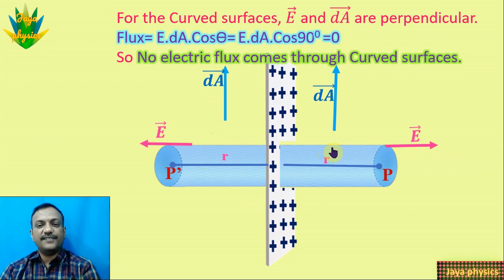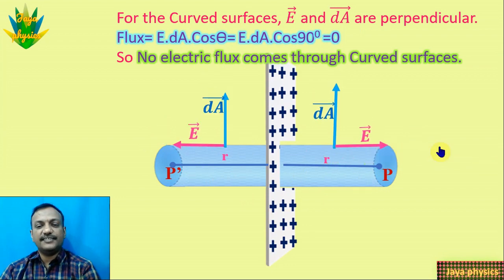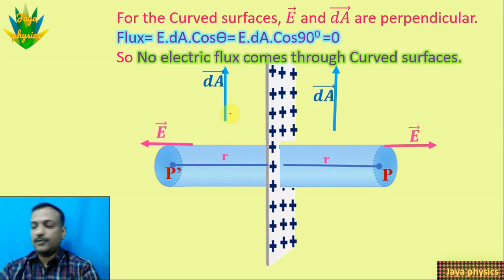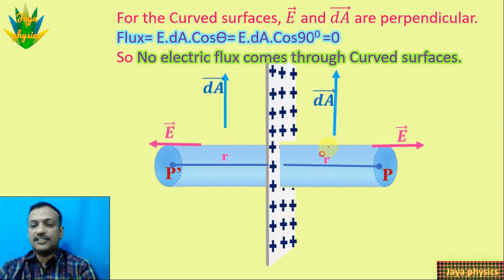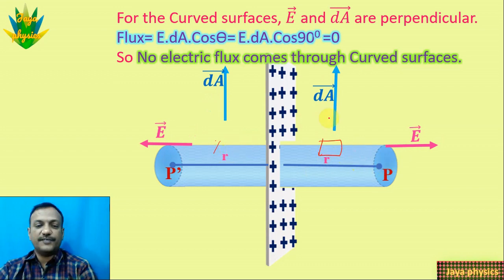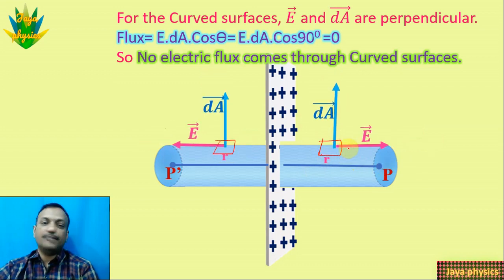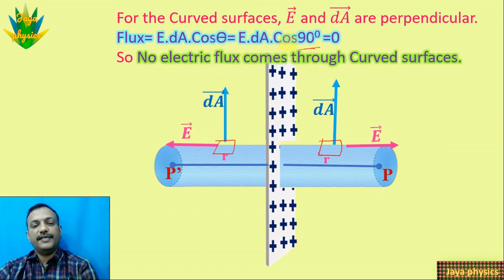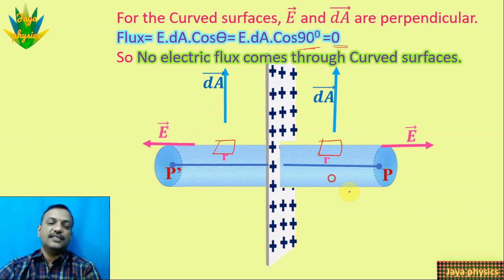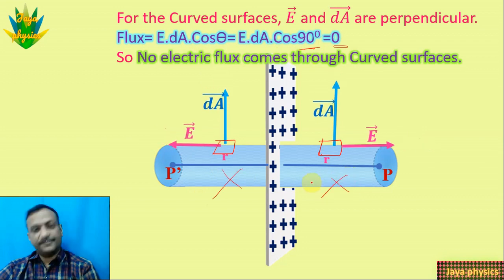Now, if you go for the curved surface, the electric field will be acting along the radius direction, the distance direction. You draw a perpendicular dA vector to this small surface. Both E vector and dA vector are acting perpendicular. So, the value of the angle between E vector and dA vector is 90. So, how much is the flux? E into dA into cos 90. Cos 90 value is 0. So, the flux is 0. So, what happens? No flux is coming from the curved surface area.